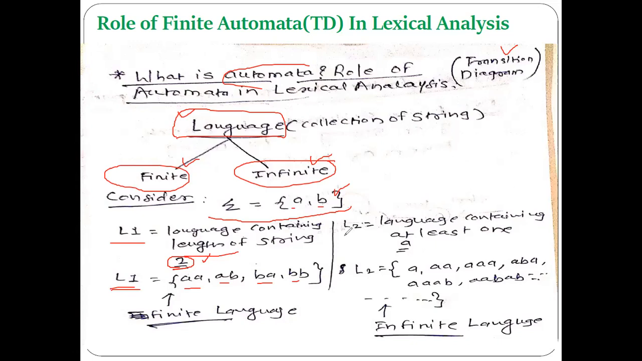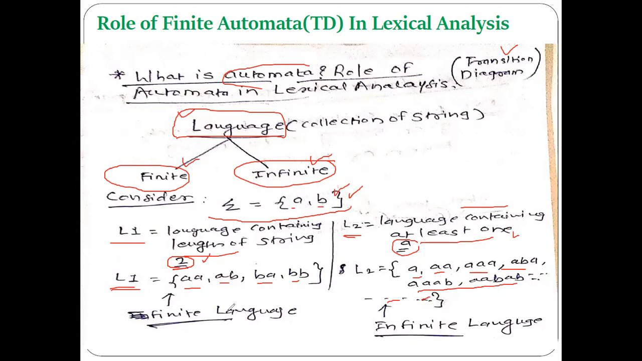And suppose there is a language L2, which is nothing but the language containing at least one A. From this set of alphabets, we have another language, what? The language containing at least one A. Possible combinations for this can be a simple single A, there can be AA, there can be AAA, like this. So there can be multiple combinations using this set of alphabets of the language containing at least one A. So there can be an infinite number of combinations where there is at least one A.